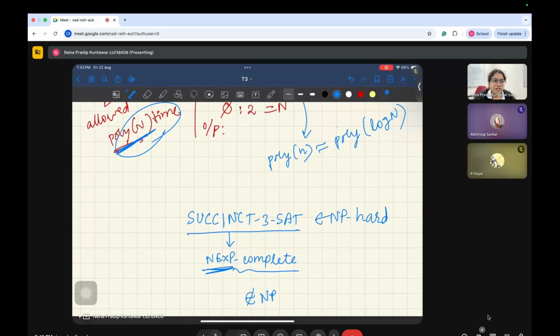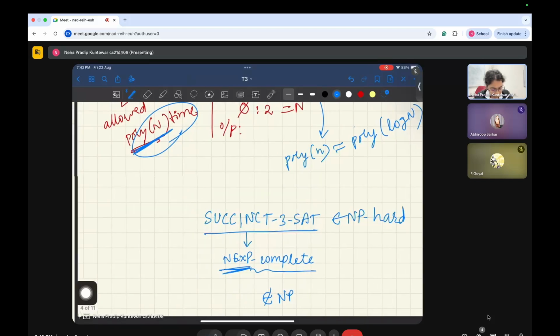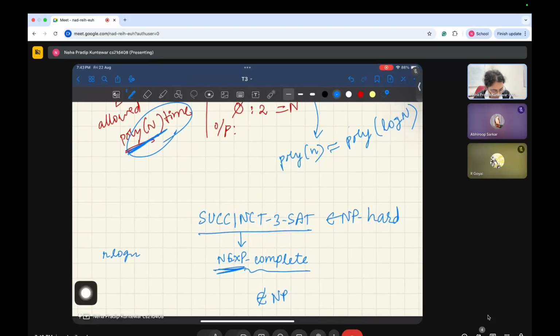Okay, so if these are the two functions, n log n and n squared, we know that n log n is asymptotically smaller than n squared. So what we do know is that there are languages that can be solved in n squared time but not in n log n. Now what we have here is actually much larger.